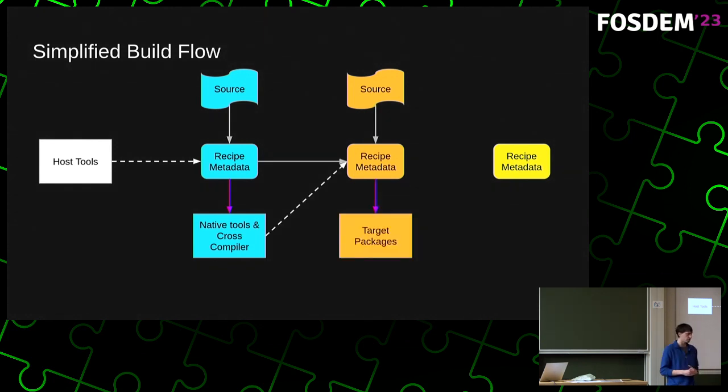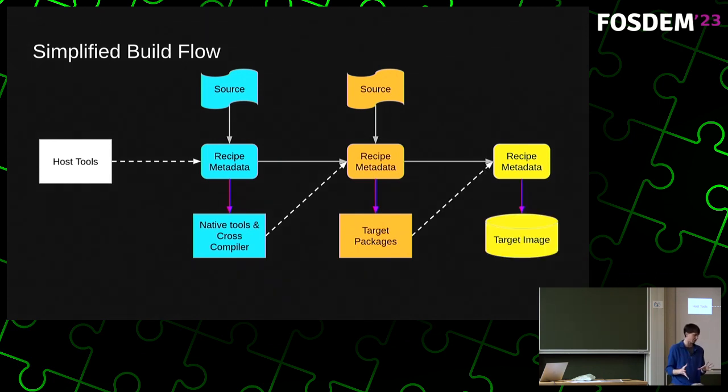We then use those native tools and cross-compiler to process more recipe metadata that's going to take some more source code in, and this is actually going to cross-compile and build what we call your target packages that are designed to run on your final system, be it x86 or ARM or MIPS or PowerPC or RISC-V or whatever it is. And then we process yet some more metadata, and this one says how to combine all these target packages to make your root file system and your kernel and all of these other things that you need to actually have your target image.